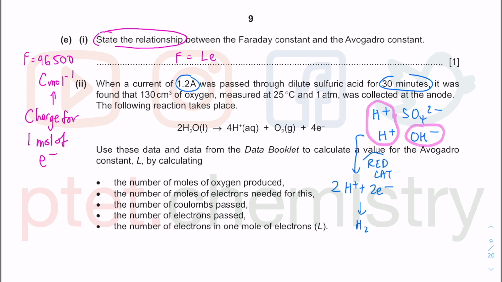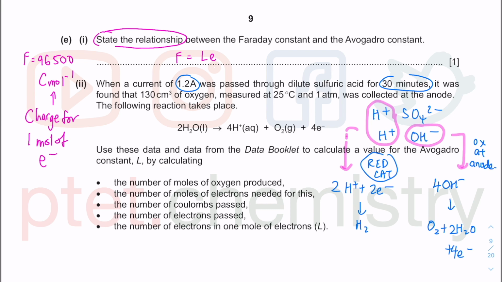Reduction happens at the cathode for your electrolysis. As for your OH minus, the OH minus will become O2 and H2O and electrons, and you balance the equation with 4 OH minus, 2 H2O and 4 electrons there. So that is your oxidation at the anode. Oxidation at the anode because reduction happened at the cathode.